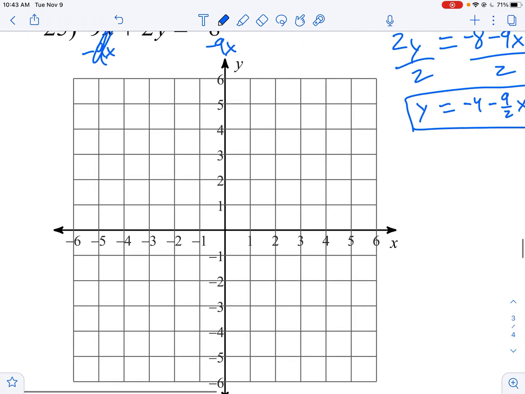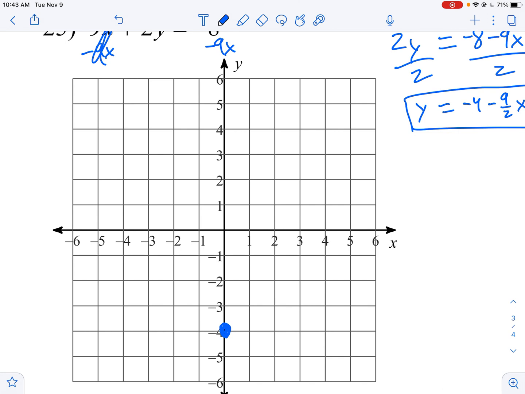Okay, let's look at your graph. You should have put a point down here at -4. And our slope of -9/2 would be down 9 and right 2, but you kind of fall off the graph. And so instead of going down 9 and right 2, we're going to go up 9 and left 2 to get a point here. Okay, and so I'm going to go up 9, left 2, and I got a point. And those are all the points that fit on this coordinate grid here.